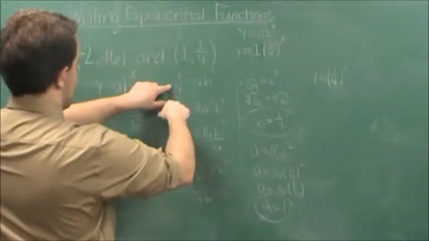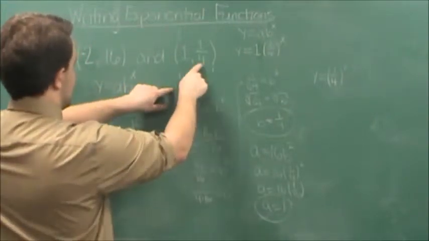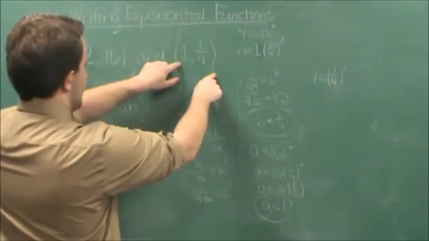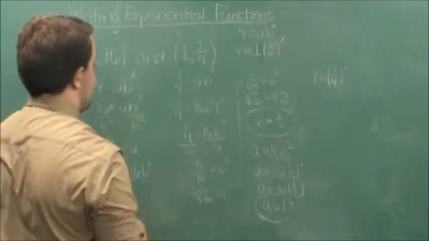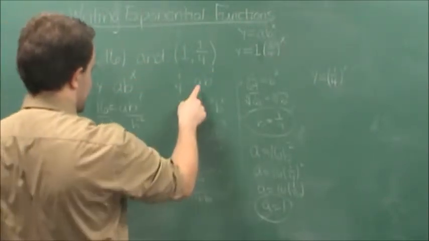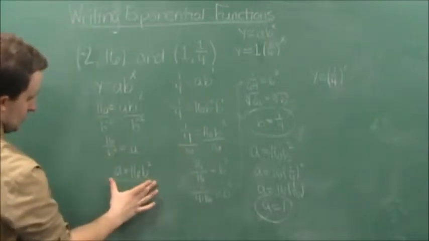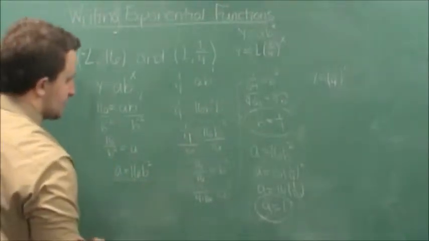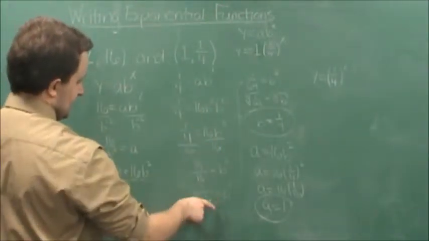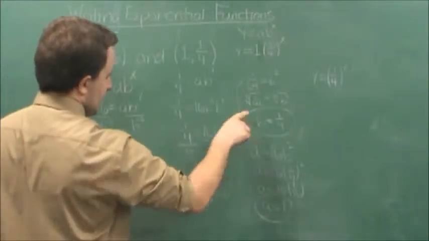Wherever you saw a y, you replaced it with a 1/4. Wherever you saw an x, you replaced it with a 1. And then wherever you saw an a, you replaced it with the expression 16b squared and solved all the way for b.